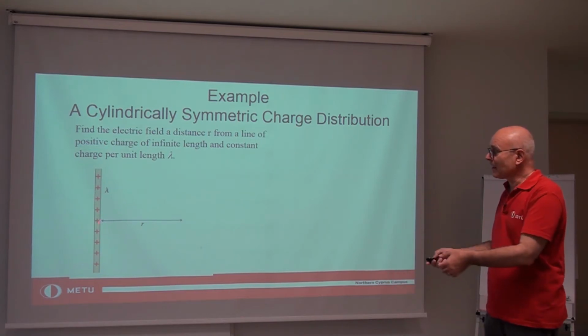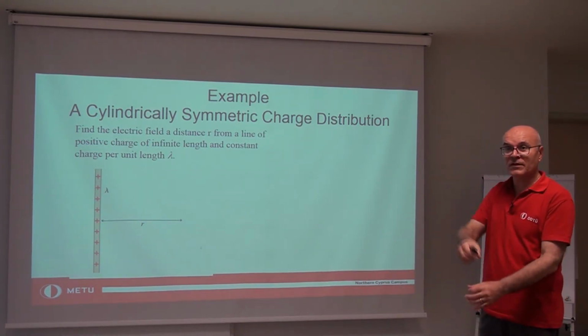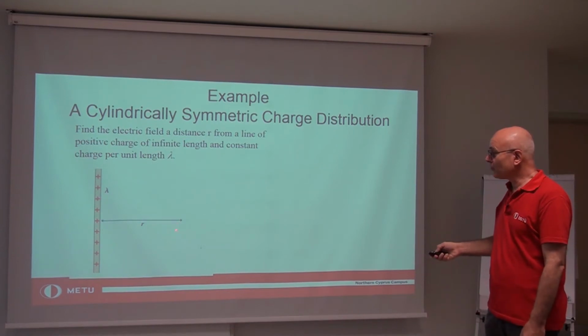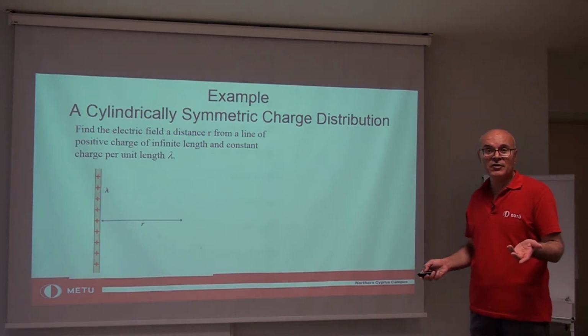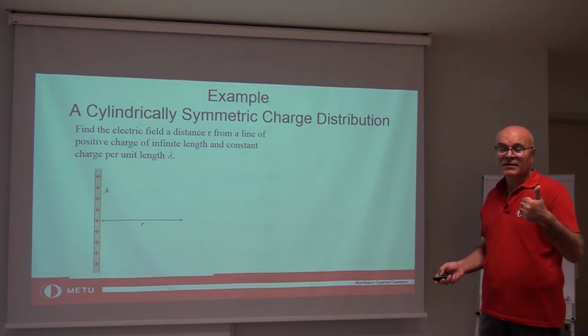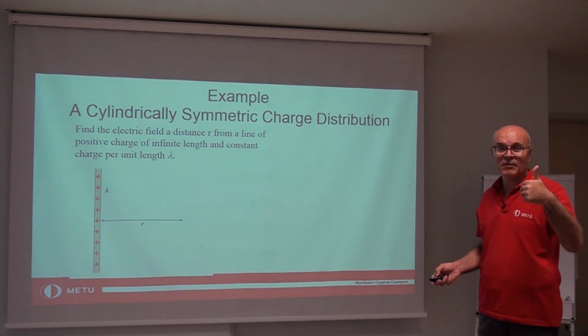Because this is a line of charge and the charge is distributed over this line, if you take a circle of radius r and rotate it about the line, you will see the same charge environment all the time. So I get two things about the electric field.